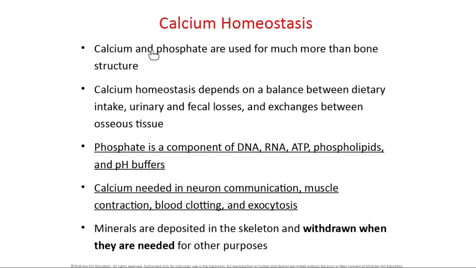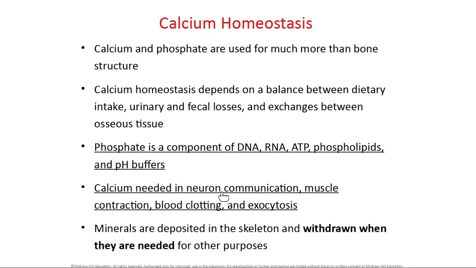So, calcium homeostasis. Well, remember we have phosphate there as well, stored in the bone. Calcium and phosphate will be stored there, and both of these are used for much more than bone structure. Phosphate, for example, is a component of DNA, RNA, ATP, phospholipids, and pH buffers, and these are just a few of the items in the body made up of phosphate. So we really do need to make sure we have enough phosphate, and that's why we're storing this in bone, so that we have enough to make these really important components.